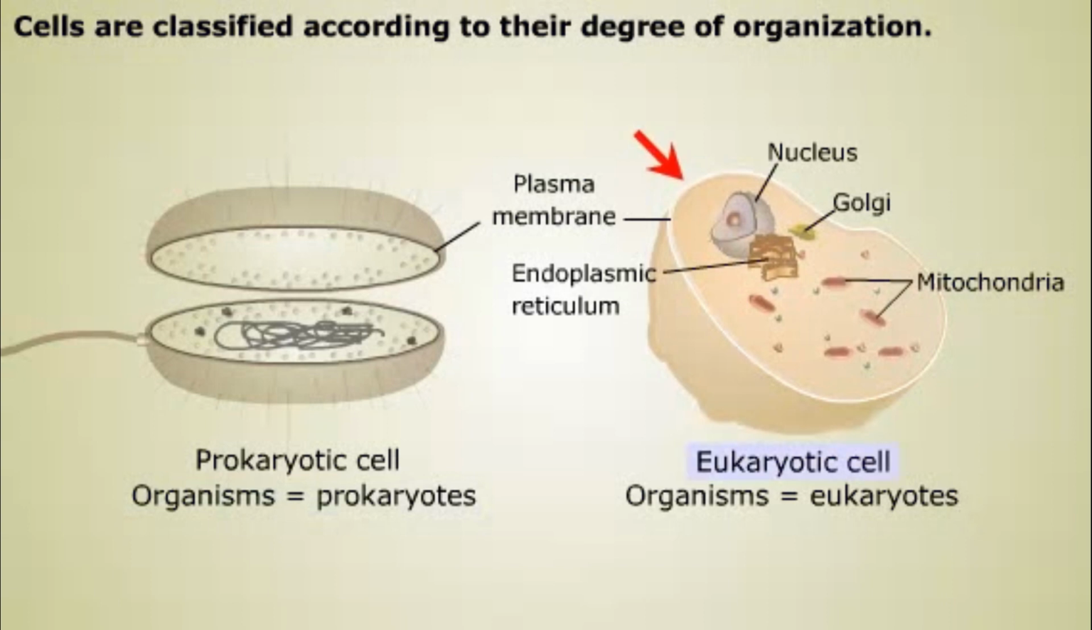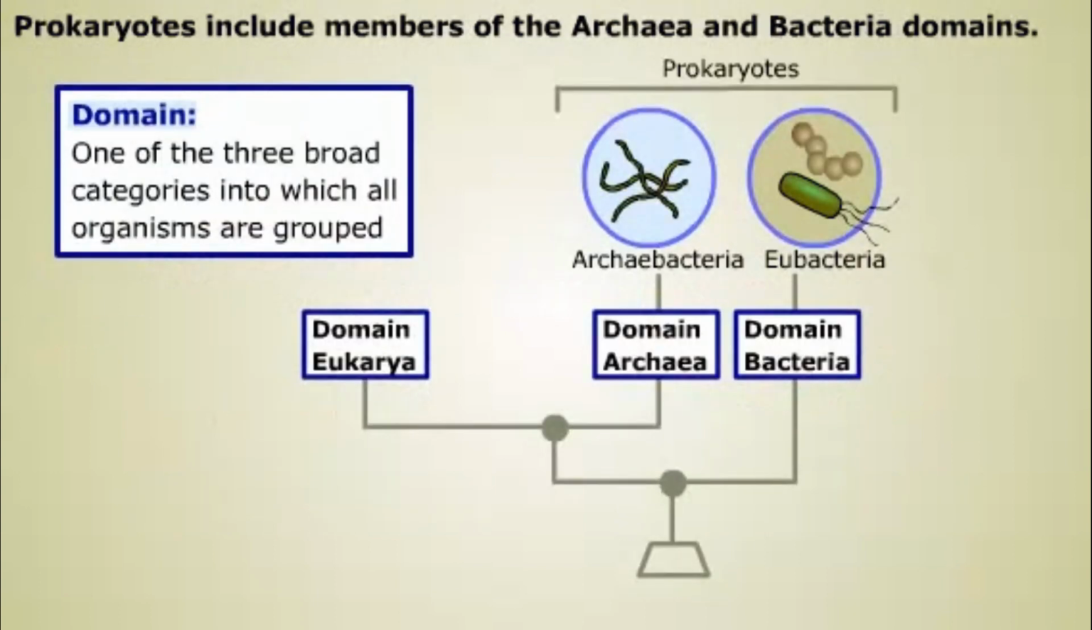Eukaryotic cells do contain membrane-enclosed compartments. Their DNA is enclosed in a membrane-covered compartment called the nucleus. Eukaryotic cells also contain other membrane-enclosed compartments that isolate certain molecules and chemical reactions from the rest of the cell. Organisms containing eukaryotic cells are called eukaryotes. All organisms are grouped into one of three broad categories called domains.